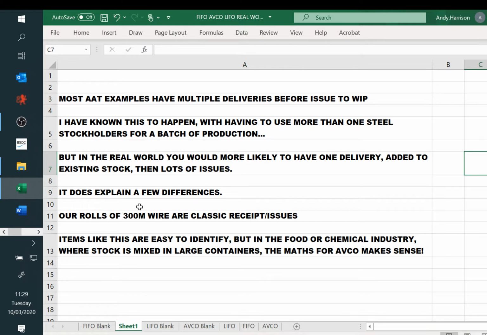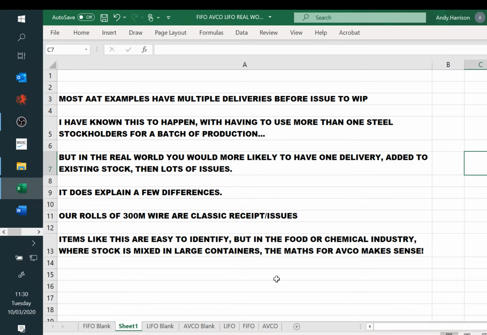So we're going to use 300 meters of wire. What's actually going to happen is a person on the shop floor comes up to stores and says, can I have 10 meters, 50 meters of wire? And the person in the stores cuts it off one of the rolls and issues it to the shop floor. So items like this are easy to identify. This is why we would usually use FIFO or LIFO for things like rolls of wire. We know which roll it's been cut off.